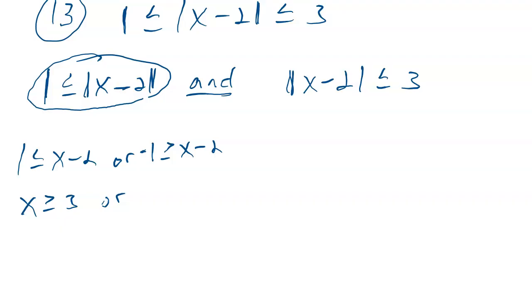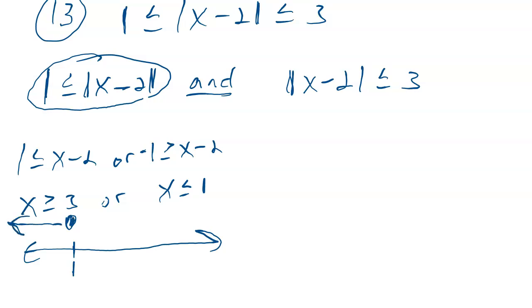All right. Answering this solution, when I add the 2, this is going to be x is less than or equal to 1. Okay, so then what does this look like? Well, on the number line, here's 1, and it's all values less than or equal to. And then here it's 3, all values greater than or equal.